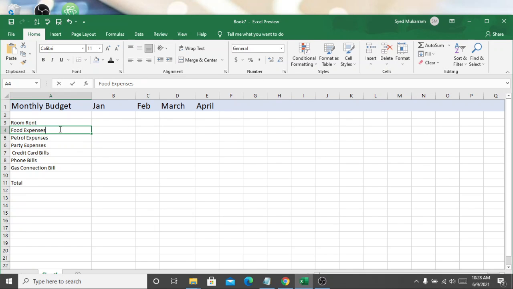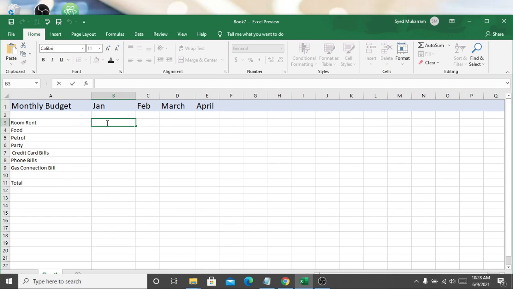Over here we need to edit it because we are putting it as a budget, so it should be just for petrol what we have budgeted, and for party what we have budgeted. And credit card bills and so on. We are dealing with numbers over here, so we can put in simple values. For room rent, let's say it's 5,000 rupees. And then for food it could cost nearly 3,000 at minimum, and we are putting that. And for petrol it's minimum 1,000 rupees.